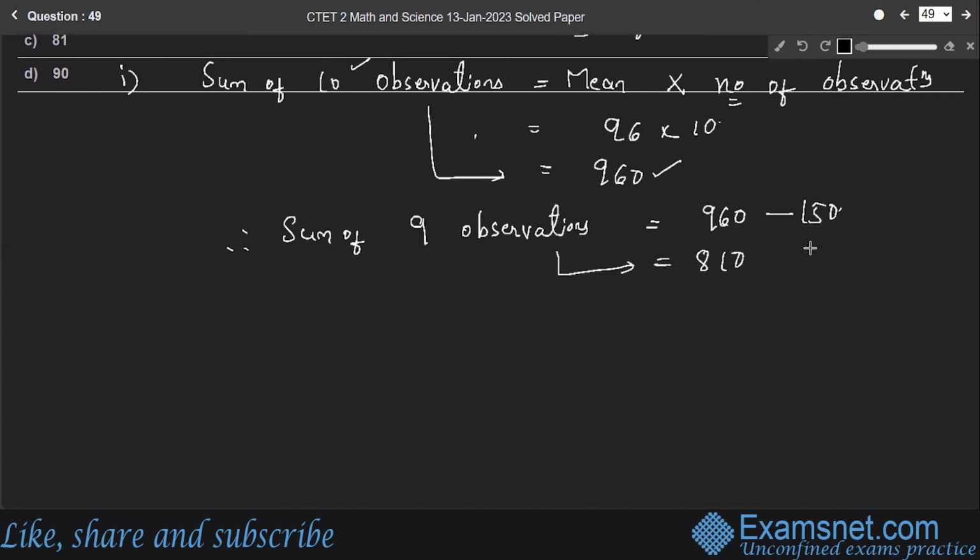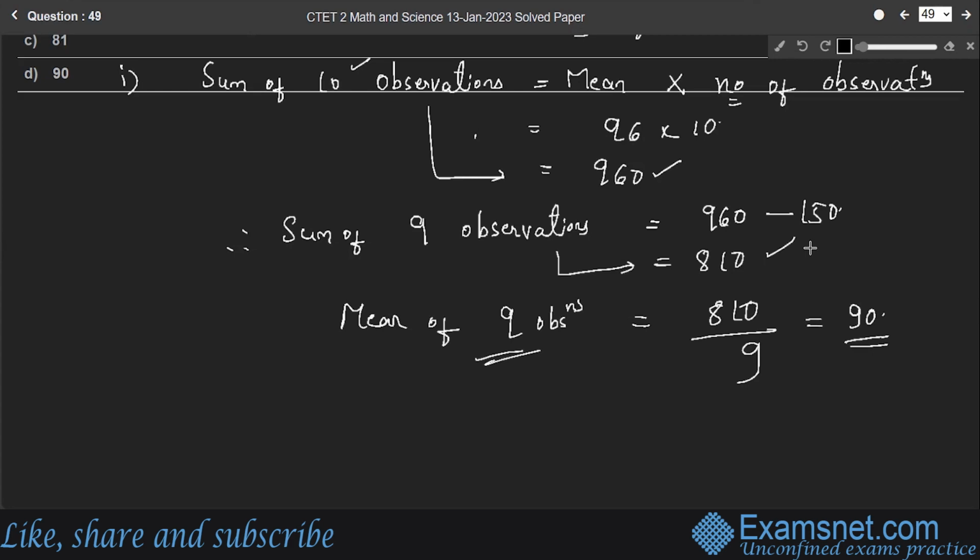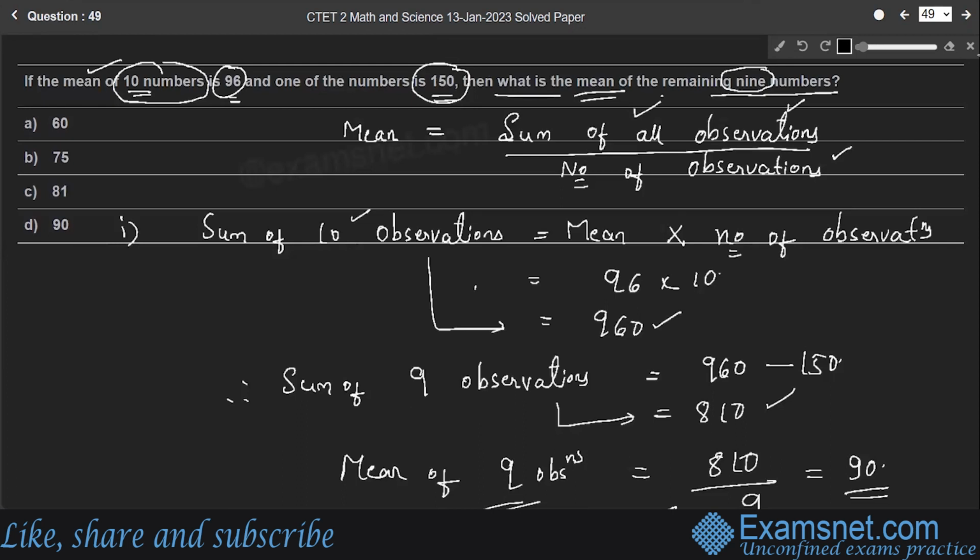Therefore, the mean of 9 observations, from the formula, is the sum of 9 observations, 810, divided by the number of observations we are considering here, which is only 9, right? Therefore, 9 into 9 is 81. Hence, 9 into 90 is 810, right? So the mean of 9 observations is 90, right? So here option D is the right answer.